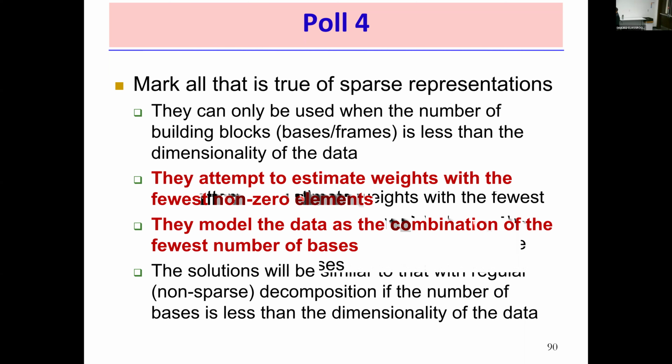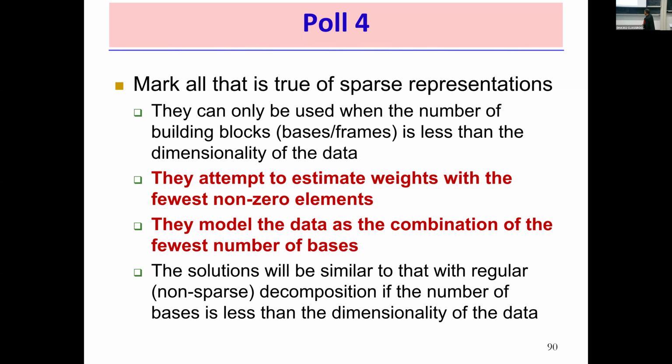Right? Sparse representations can be used at any time. You don't need the number of bases to be small or large. Sparsity is independent of over-completeness. They attempt to estimate weights with the fewest non-zero elements, so they effectively model the data as the combination of the smallest number of bases. Now, the solutions will not be similar to non-sparse decompositions, because once you begin imposing sparsity you get all kinds of different bases.